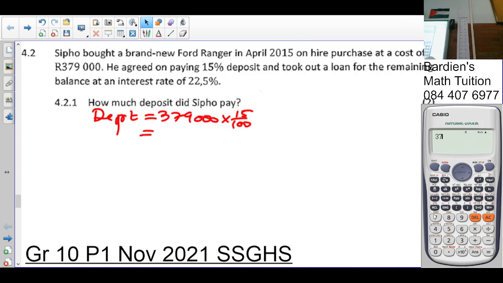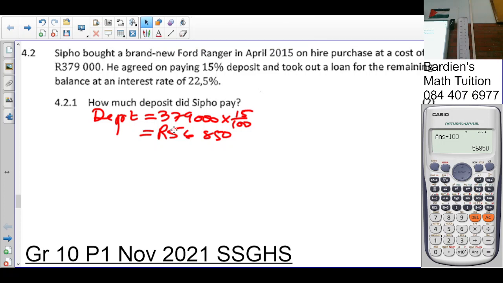15% deposit. So the deposit, it'll be your cash price, which is 379,000 rand multiplied by 15%. 379,000 times 15 over 100 gives you 56,850 rand. Okay? I must say that Sipho isn't a teacher, no? So where is he going to get 56,850 rand? Okay. And they said he did trading in his old bakkie.